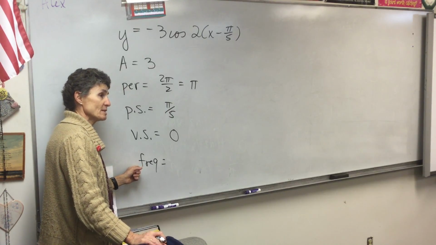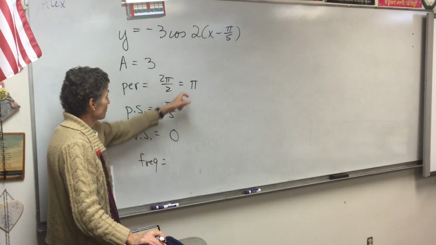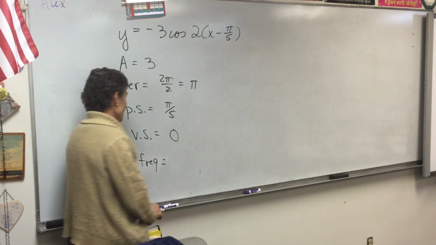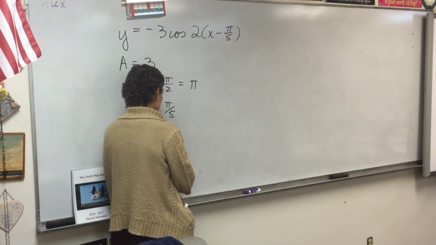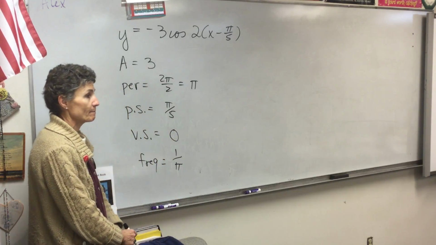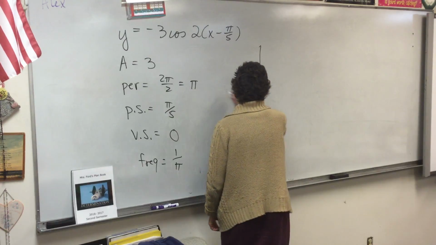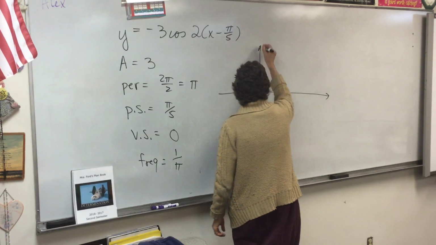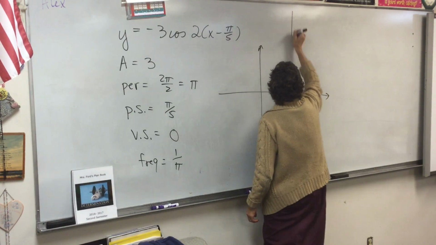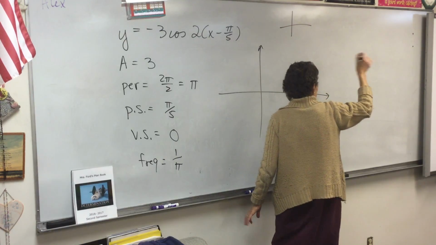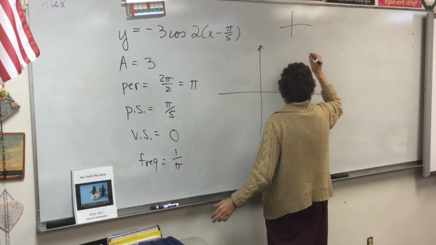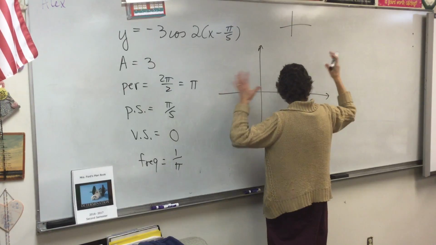How do we find the frequency? Very simple. It's the reciprocal of the period. So if the period's pi, the frequency is 1 over pi. Okay, now we're going to sketch it. What's it going to look like? Well, I like to, maybe up in the margin or over to the side or on a scrap piece of paper, draw what it is, just the basic picture.